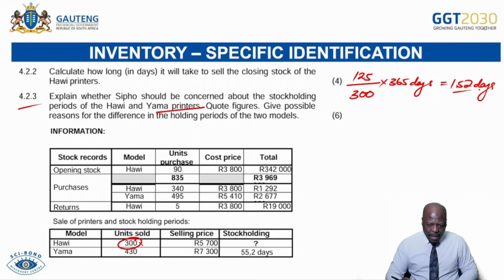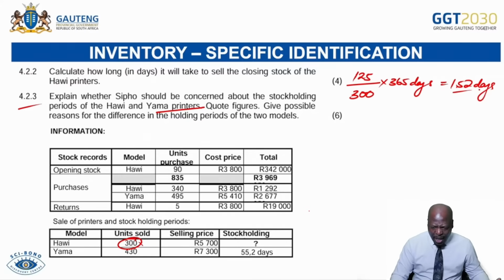So here it's printers, and we're asked, should SIPO be concerned about the stock holding period? Generally, the stock holding period of the Howie is 152 days, and of the Yama it was 55.2 days. So should he be concerned? Then, give possible reasons for the difference in the stock holding period for the two models. Okay, let's answer the first part of the question. Should he be concerned? Let's go.